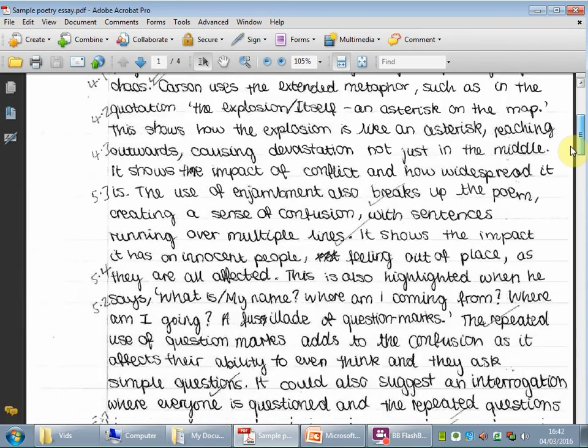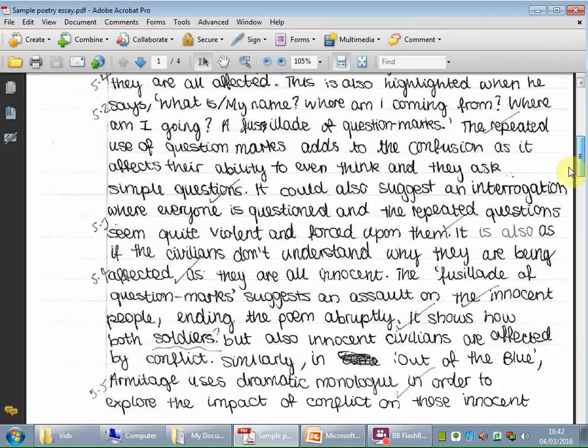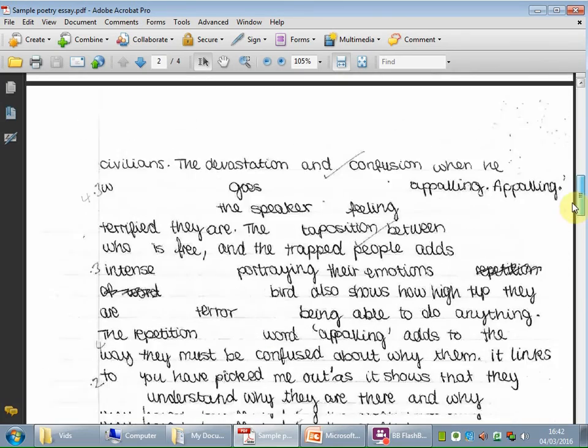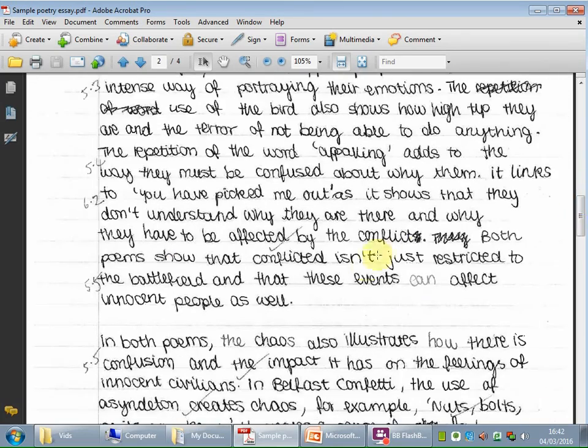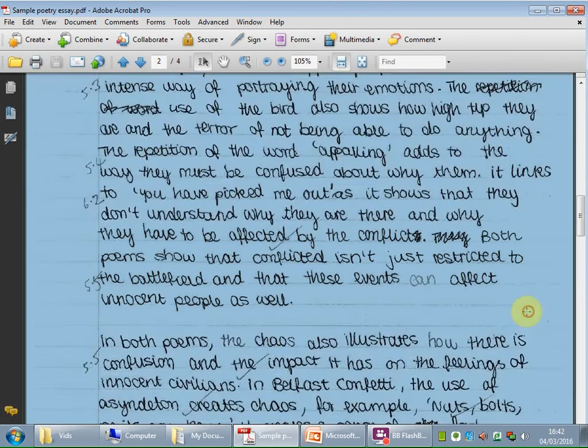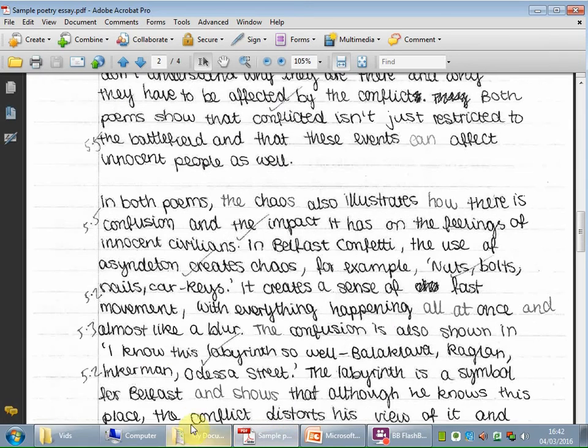So we've started with identifying a linked idea. We've written about one poem. We found the similarity here, and we started writing about the other poem, and then we've finished with a comparison of what they both suggest. Okay, so that's your comparative conclusion.